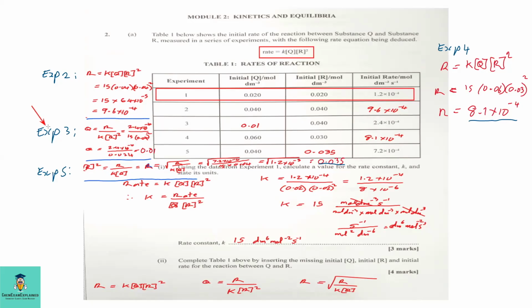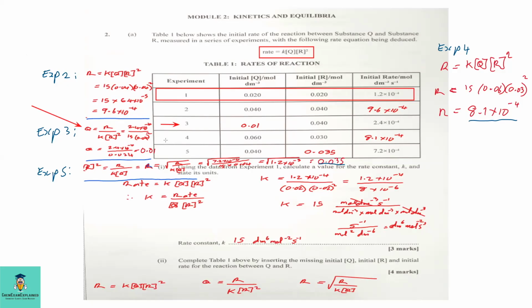So here we go with experiment 3 to find Q. We start with the rate equation, rate equal K times the initial concentration of Q times the initial concentration of R squared. And we simply make Q the subject of the formula. And then we plug in the information that we have from experiment 3. So what do we have from experiment 3?